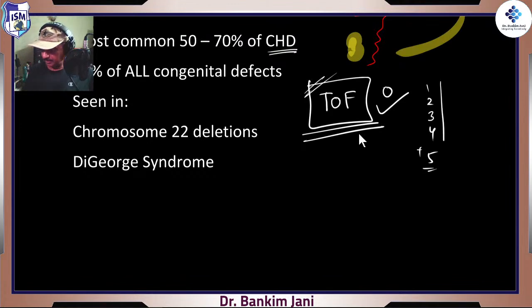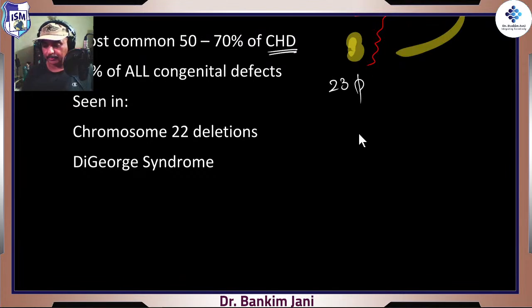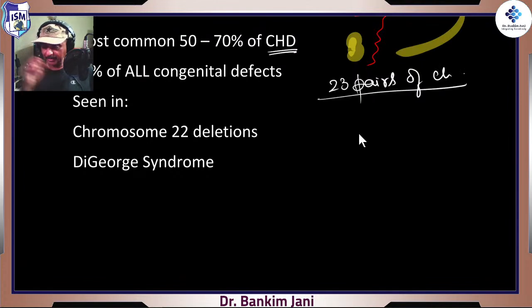Now see, in these things there has to be some problem at a root level. And one of them is what is called chromosome 22. Now, you know that there are 23 pairs of chromosomes. The 23rd pair is the sex chromosome. And 1 to 22 carry all the various types of genes, and these genes carry specific functions. So here, it is chromosome number 22 that we are talking about.